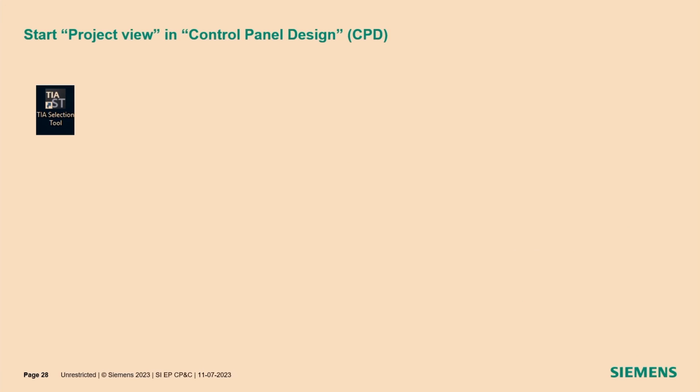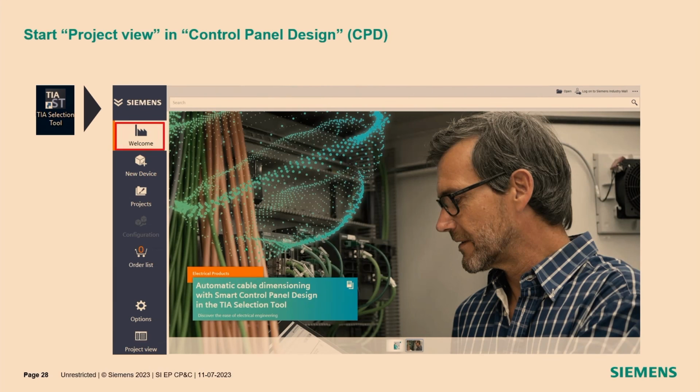If you downloaded it, then you find this icon, the tier selection tool, after installation. You click on it, and then you find here a nice mask. This is a welcome mask because we welcome you to this nice software tool. To give you advice to get a very fast and easy step into this configuration tool, please scroll down from the welcome to the project view.